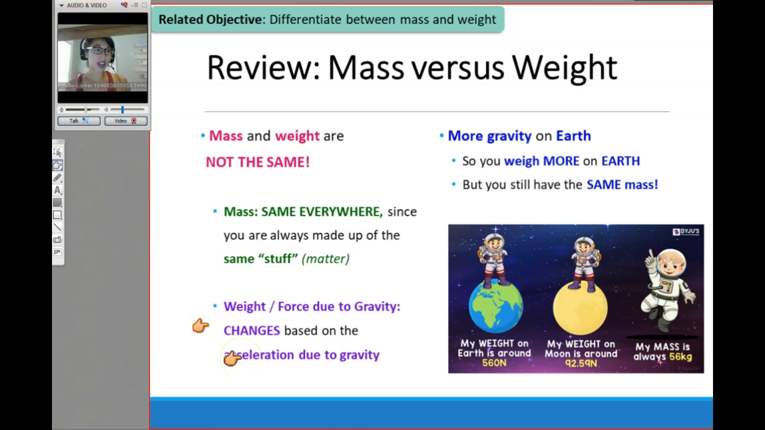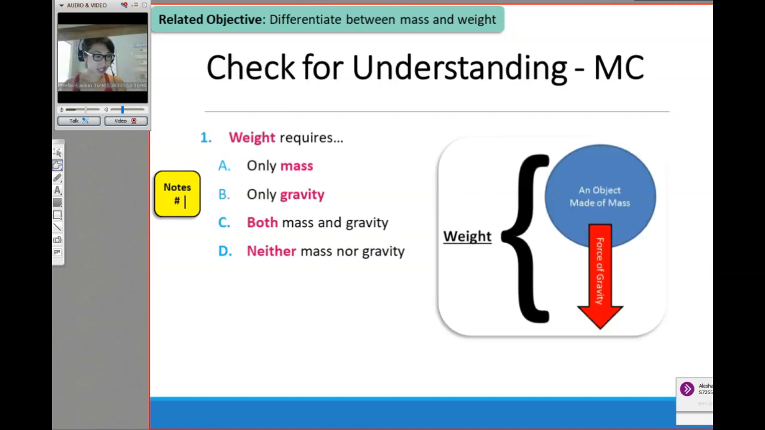Now, weight, on the other hand, also called force due to gravity, actually changes based on the acceleration due to gravity, because remember, forces are based on acceleration. So wherever you are, whether Earth or Moon or outer space, the amount of gravity matters for your weight. That's why you weigh more on Earth and you weigh less on the moon, and you are weightless in outer space where there is no gravity. But again, even though your mass stays the same, your weight changes based on gravity. So how heavy you feel changes based on gravity. Give me a thumbs up, everyone, if you understand that. Thumbs up if that is making sense.